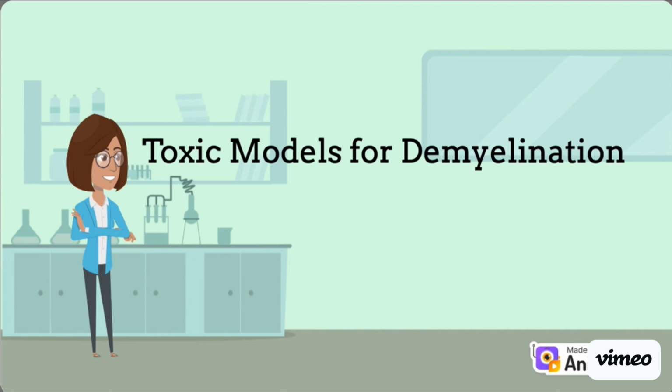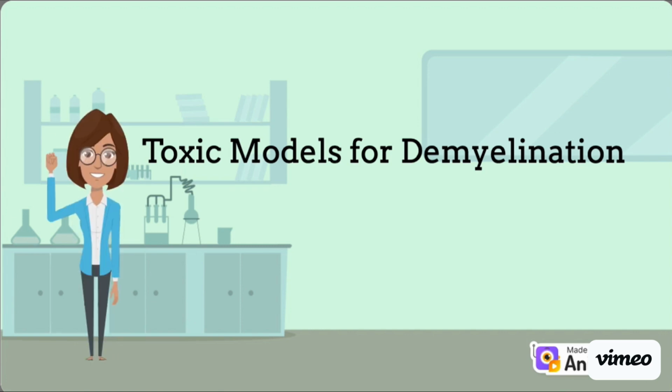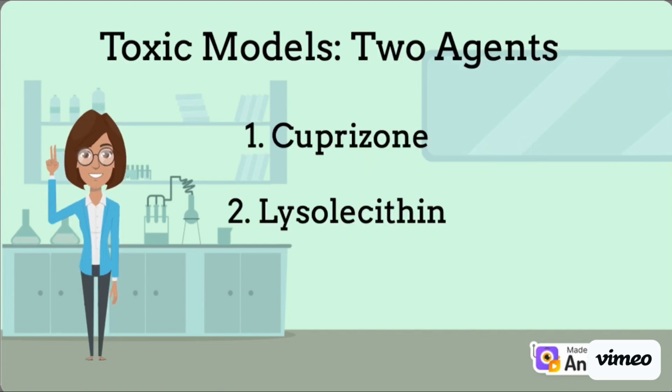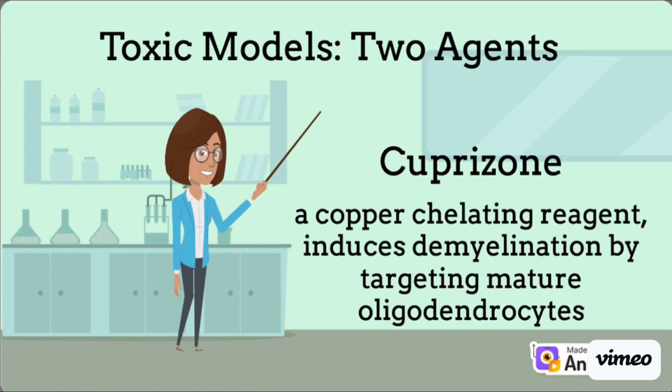While EAE is the most commonly used model, toxic models for demyelination prove to be well suited for investigating the processes of both de- and remyelination. There are two distinct agents used for this, cuprizone and lysolecithin. Cuprizone, a copper chelating reagent, induces demyelination by targeting mature oligodendrocytes. This process, marked by oligodendrocyte apoptosis, stems from copper deficiency and mitochondrial disturbances.